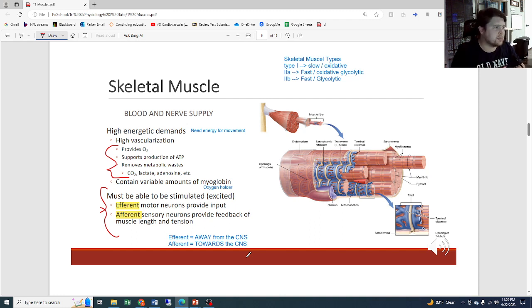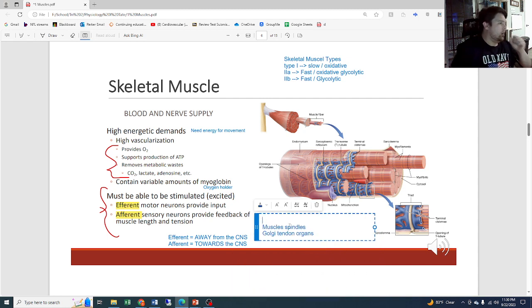Within the muscles specifically, we'll eventually talk about this later, but within the muscles, we have what are called muscle spindles, as well as Golgi tendon organs. It's getting a little bit ahead of what we've talked about right now, but eventually we'll cover all this a little bit later on down the road. These two things are what are called intrafusal fibers.